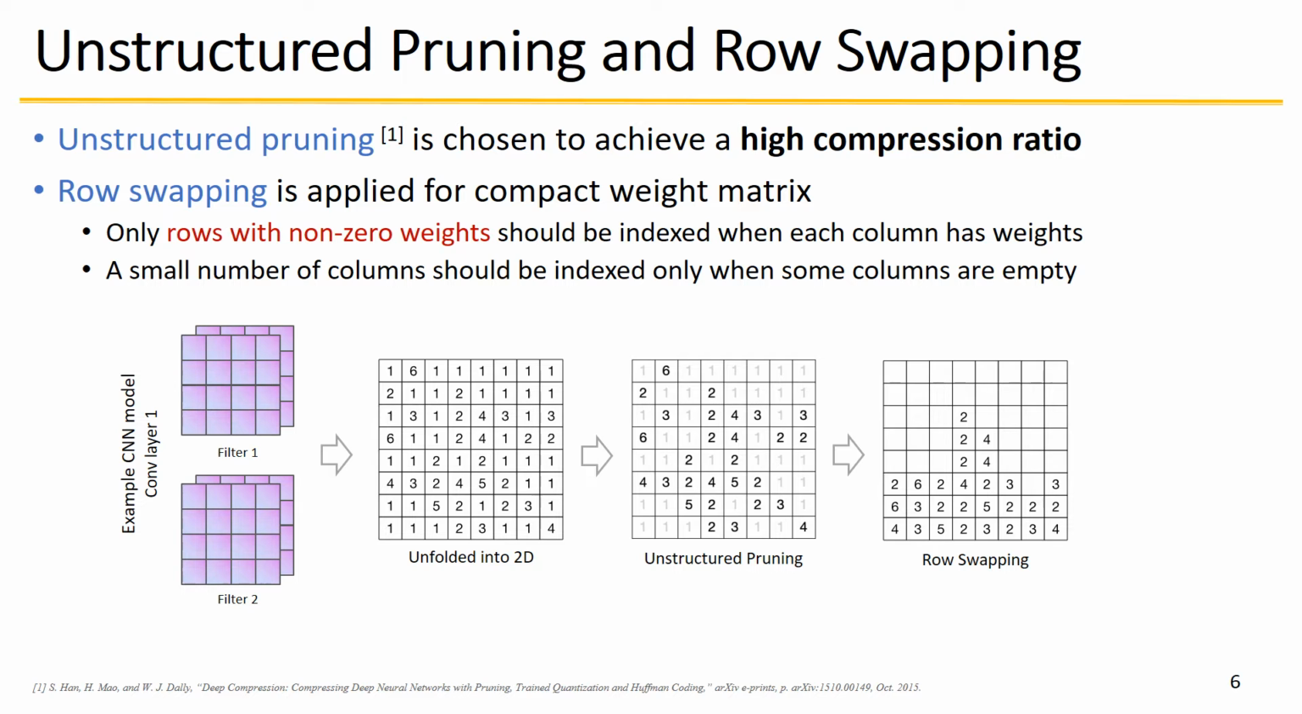Unstructured pruning is chosen to prune the weight matrix first due to its high compression ratio without accuracy loss. After unstructured pruning, we propose a row swapping method to store the sparse weight matrix densely. This method not only preserves the compression ratio of the weight matrix, but also requires smaller memory storage, since only rows with non-zero weights should be indexed when each column has weights, and a small number of columns should also be indexed when some columns are empty. After the proposed row swapping, all the remaining weights are pushed into the bottom of the weight matrix, forming a dense cluster to make block selection feasible.